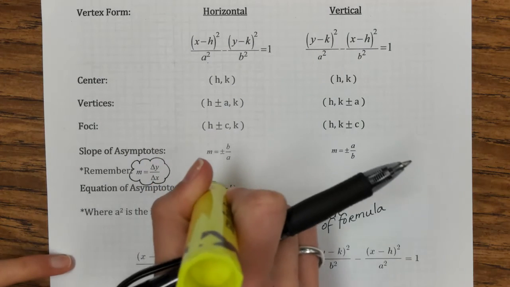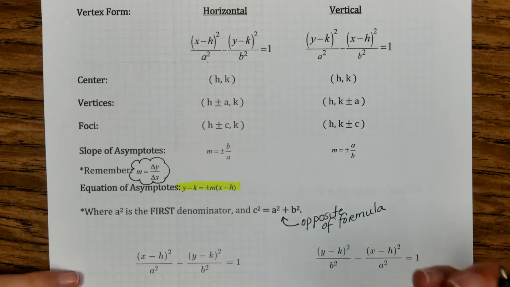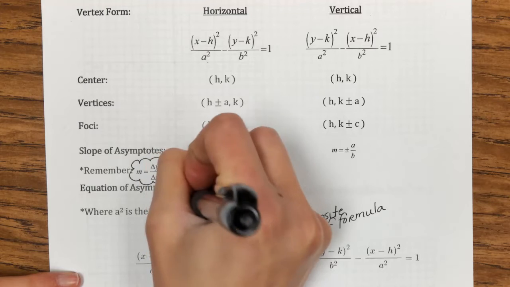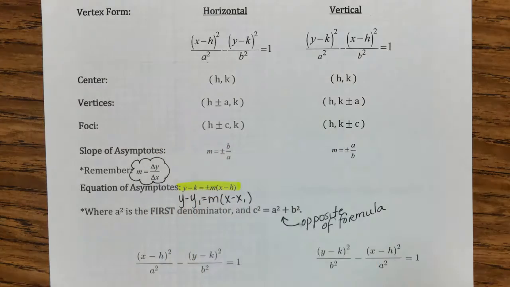So y minus k equals plus or minus m times x minus h. Remember, point slope was y minus y1 equals m times x minus x1. So all you're doing is using your center (h, k) and the slope that you just calculated or found, okay?